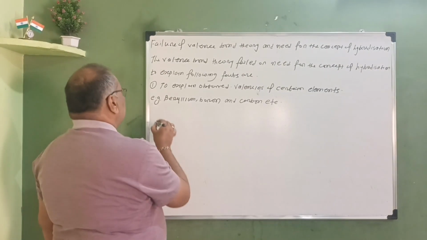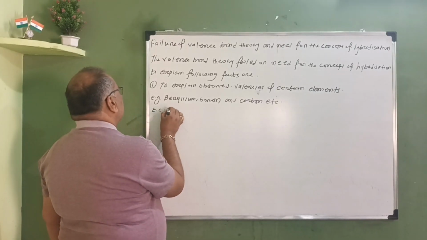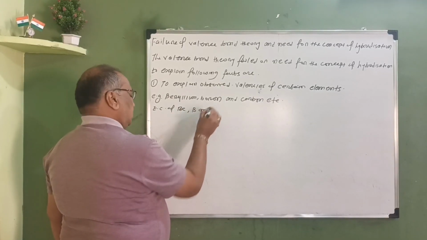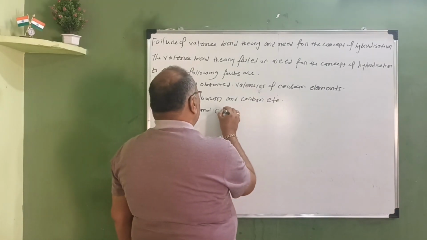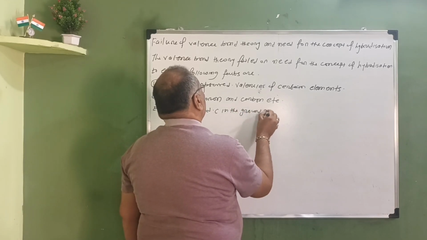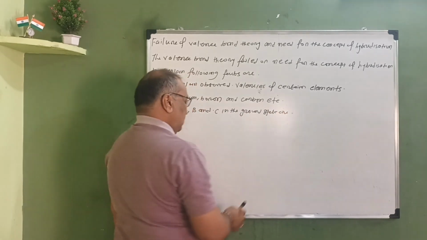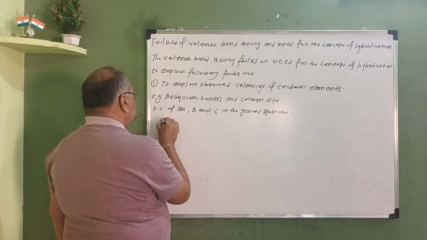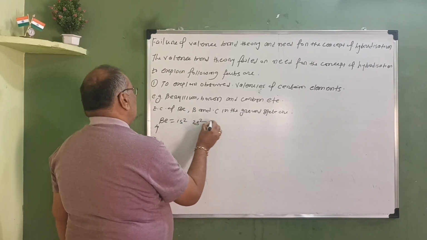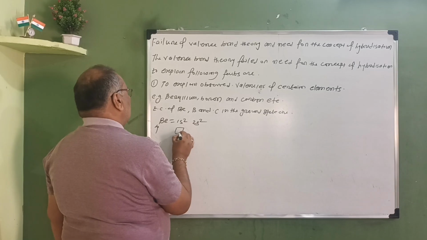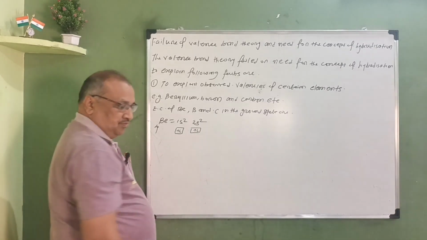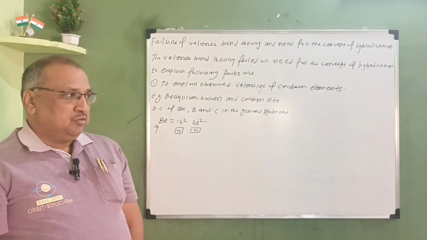That means here the EC of beryllium, boron and carbon in the ground state are: beryllium is 1s2 2s2, and here write down 2p0.